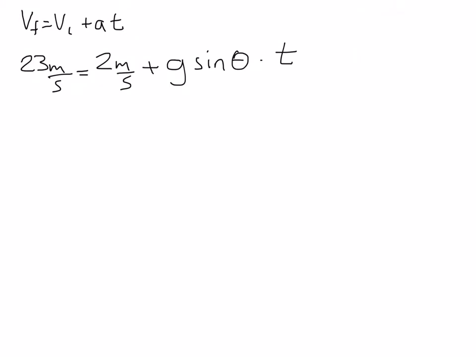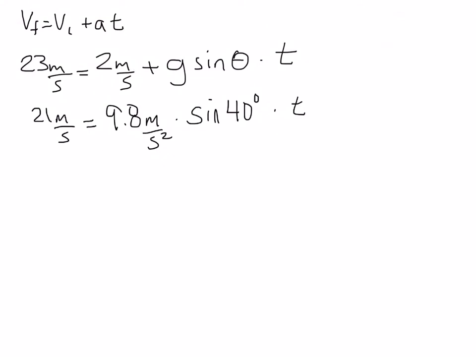I'm going to subtract this 2 meters per second over here. So I'm left with 21 meters per second is equal to 9.8 meters per second squared times the sine of 40 degrees times time. Now the sine of 40 degrees is equal to approximately 0.643.